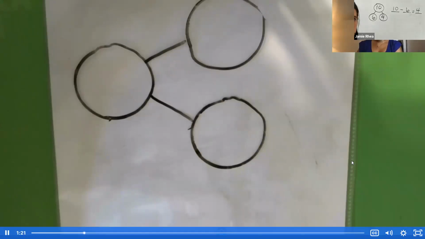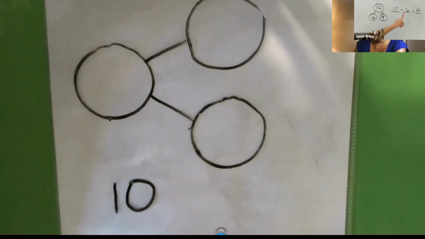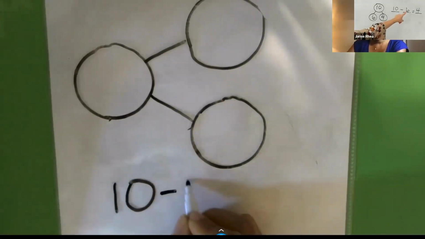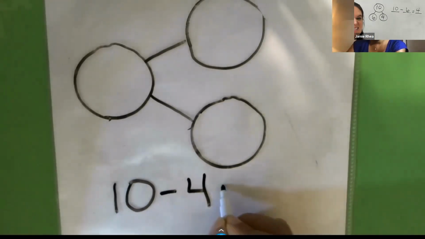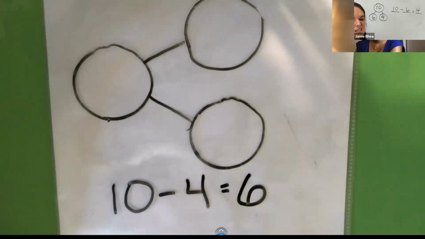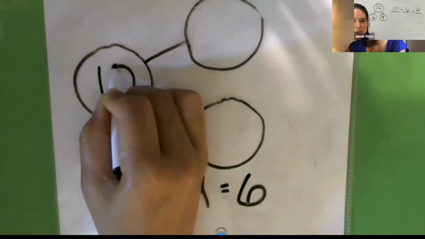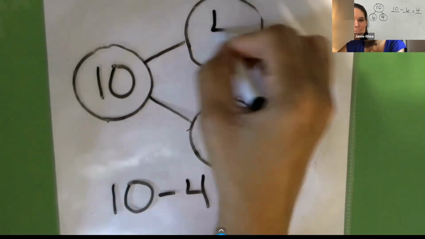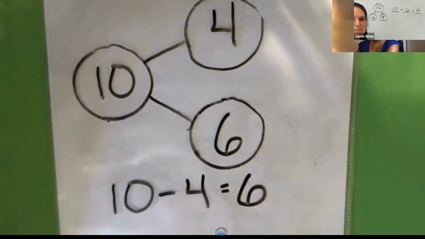Your number sentence should read 10, because that's the amount of beads we started with, minus 4, because that's how many beads fell off my bracelet, I did it backwards, equals 6. Because that's how many beads are remaining on my bracelet. Is that okay if we did it backwards? So on my number bond, 10 is my total, 4 is one part, and 6 is the other part.